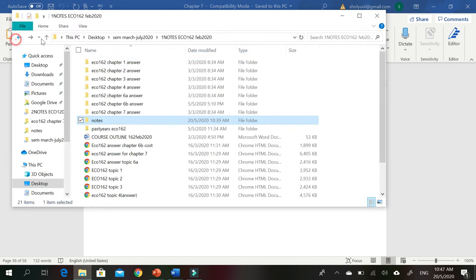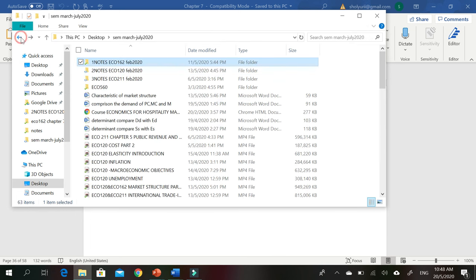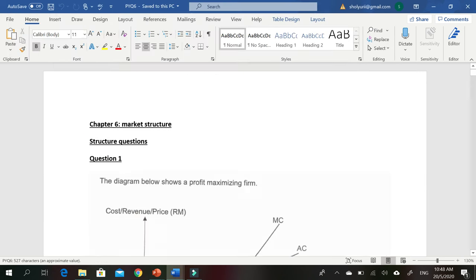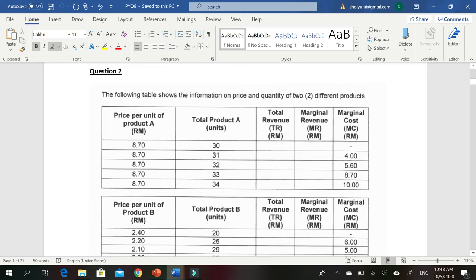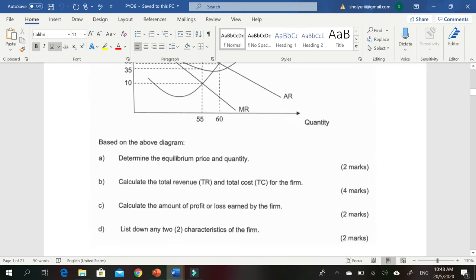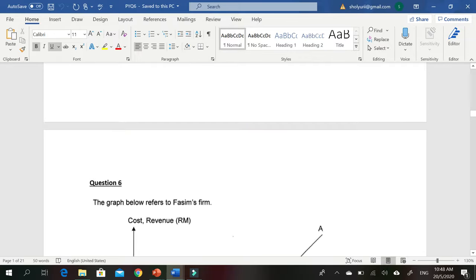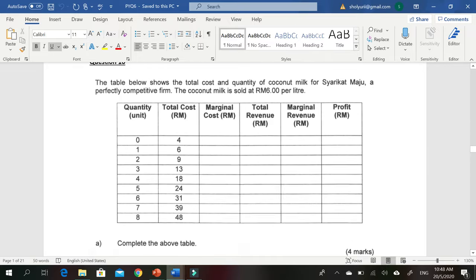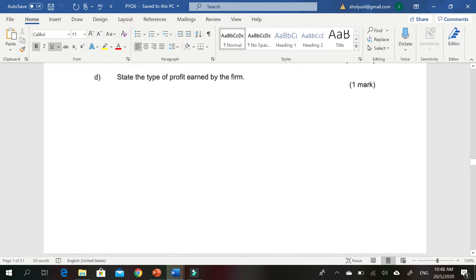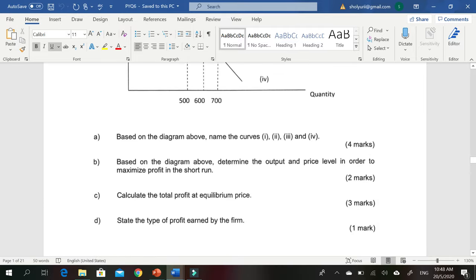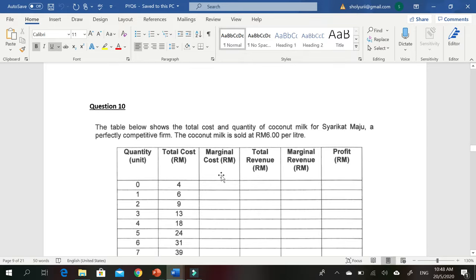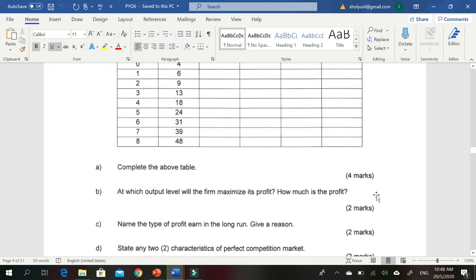Well, for ECO120, you may try question 2. Question 7. Question 10. Okay, student HM ni. Please try this one. That's it. Yours is not that much because yours kita tak cover banyak sangat. Okay. You may try to calculate this one. Fill in the table. Alright.